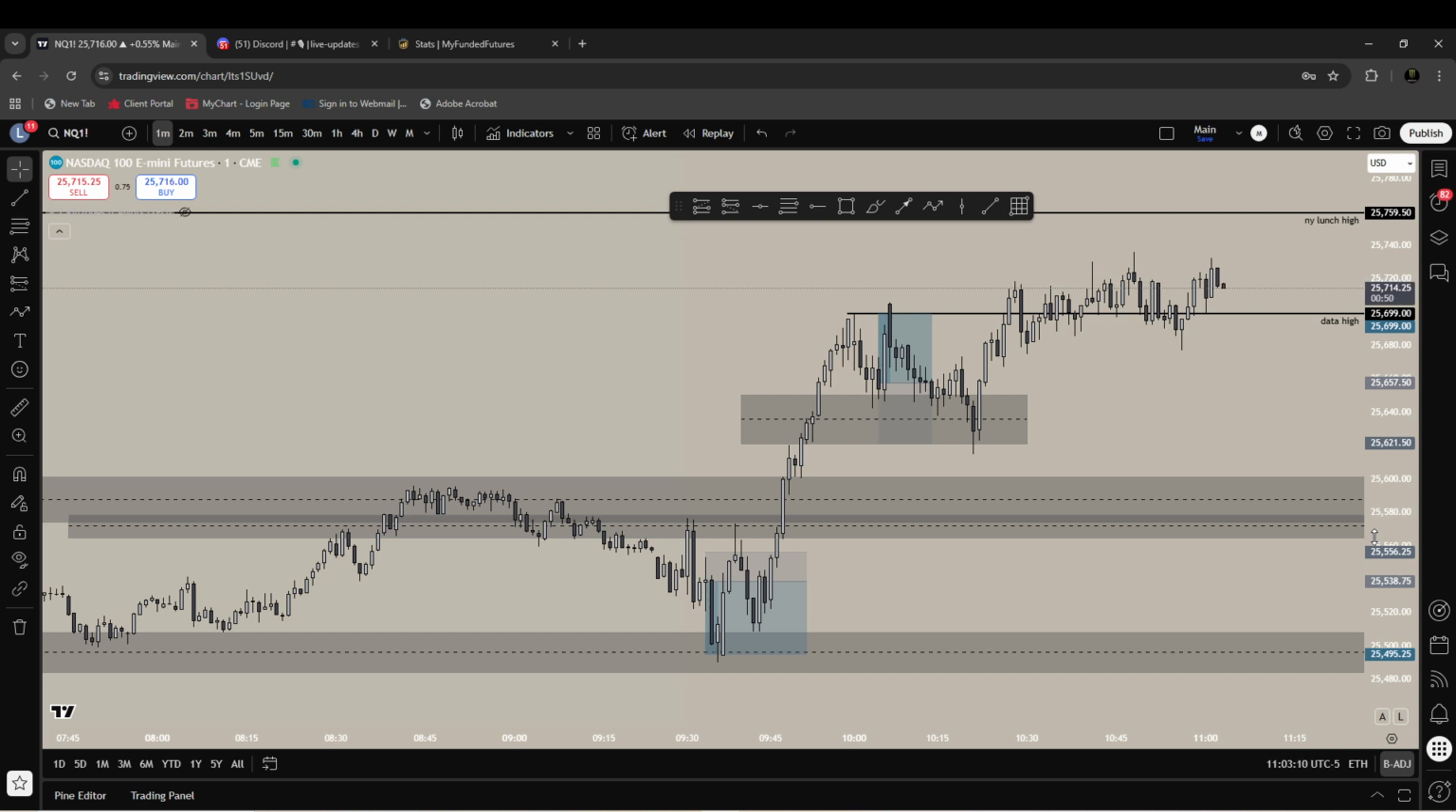I think tomorrow we're supposed to have NFP, but I don't know if that gets wiped. We're going to have to pay attention to the news and see what happens. Or no, tomorrow's Thursday. I don't remember what we have tomorrow. We're going to have to double check that.